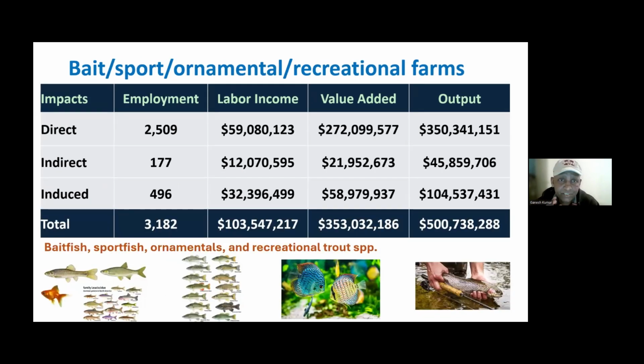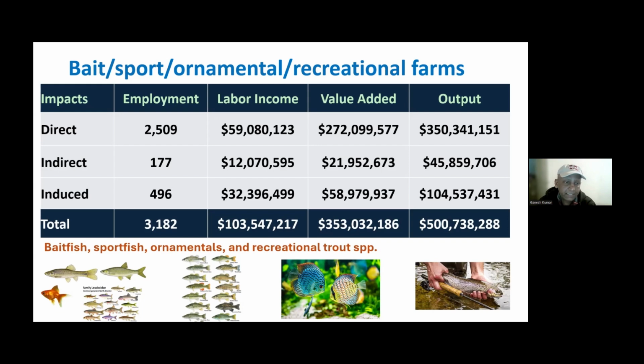Bait fish, sport fish, ornamental, and recreational farms were clubbed together just because we didn't want to disaggregate and create issues for one particular sector, because some sectors are very much localized in a particular state and particular county. So we were very cautious about that. Privacy and confidentiality of the data is very important to anybody, especially the economist. So we combined together these sport, bait, ornamental, and recreational farms, which were generating almost $500 million in impact and 3,100 jobs in general.